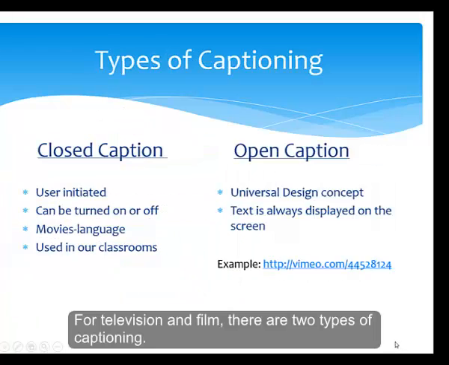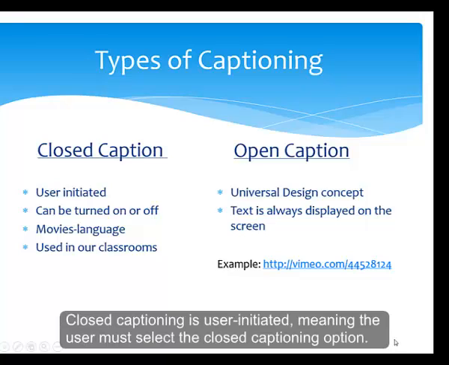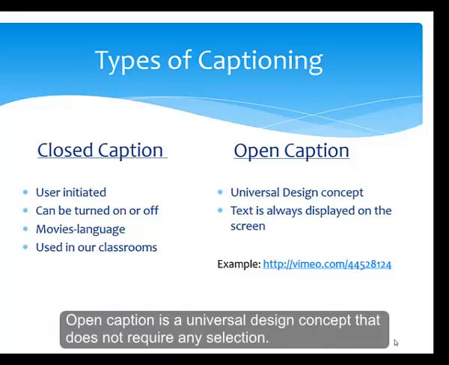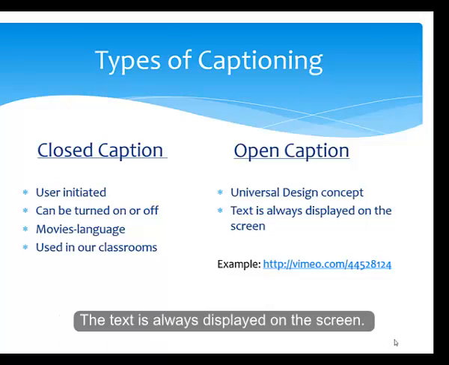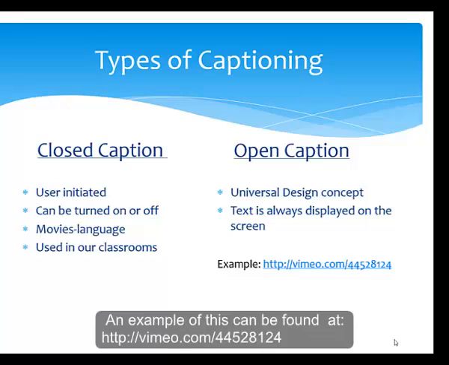For television and film, there are two types of captioning. Closed caption is user-initiated, meaning that the user must select the captioning option. Open caption is a universal design concept that does not require any selection. The text is always displayed on the screen. An example of this can be found at the link here.